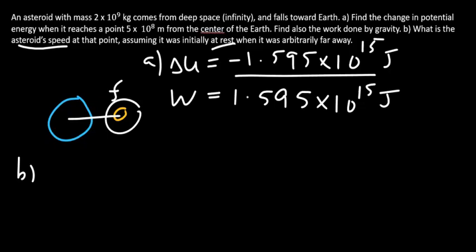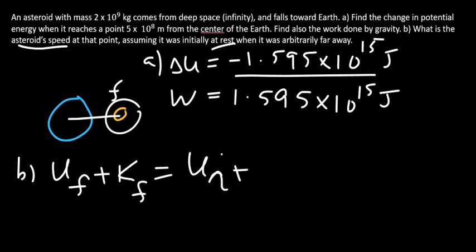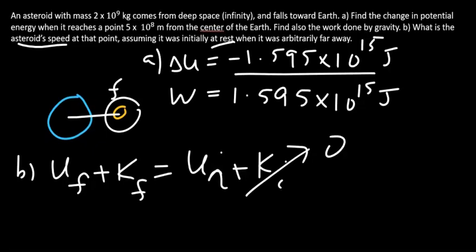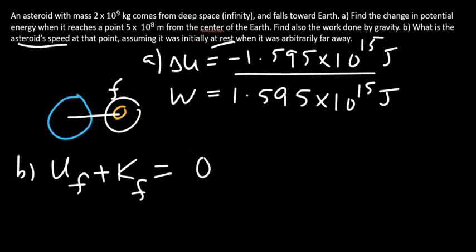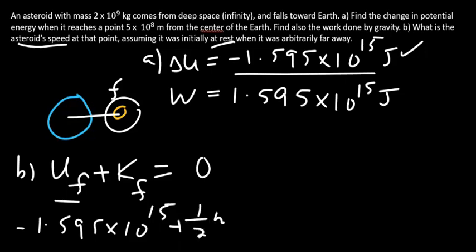So the potential energy at the final point plus kinetic energy at the final point equals the potential energy at the initial point plus kinetic energy at the initial point. Initially it was at rest, so that is 0. Initially it was far away, so potential energy is also 0 because r tends to infinity. So the right hand side is 0. The left hand side, this is the same as that, so minus 1.595 times 10 to the power 15 plus half times mass times Vf squared equals 0.